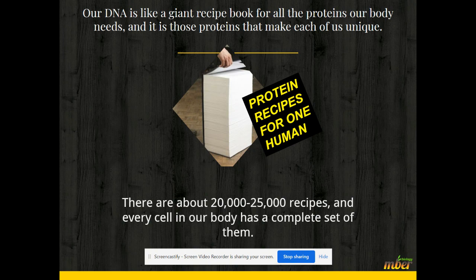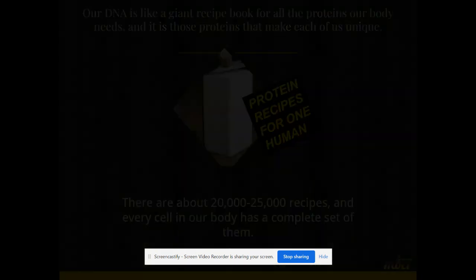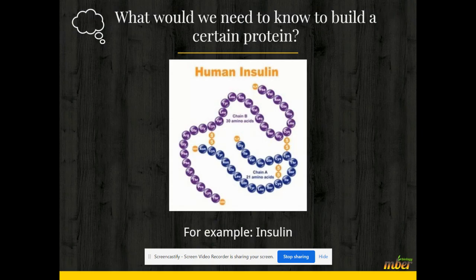So it's kind of like how the internet has a ton of information, and that information can be accessed by pretty much every household with a computer, right? Except it would be like a giant encyclopedia, and everyone has one that has all of the information that the internet has. Crazy, right? So what do we need to know to build a certain protein? What do we need to know? What do we have to do? How do we read this recipe?